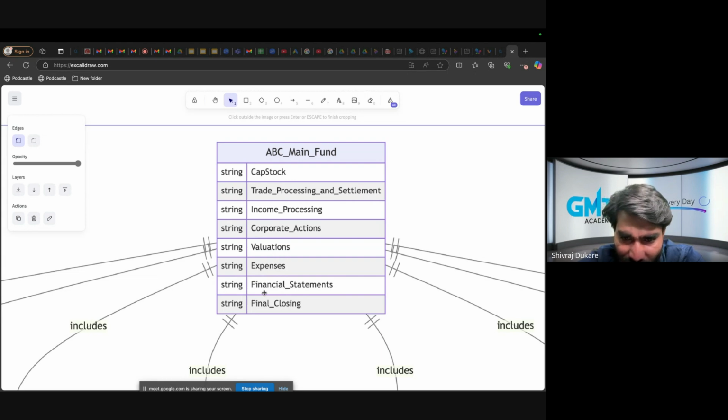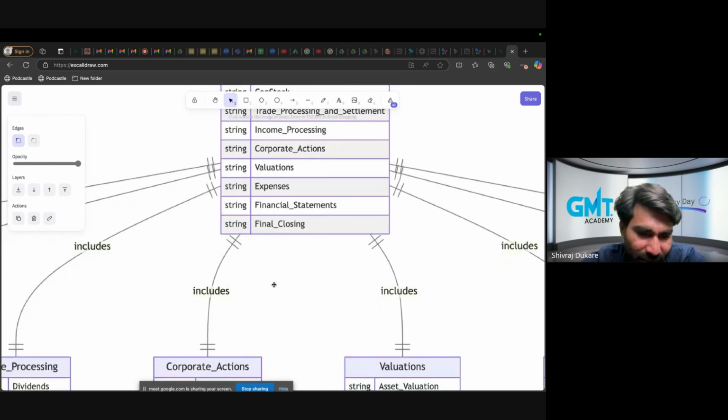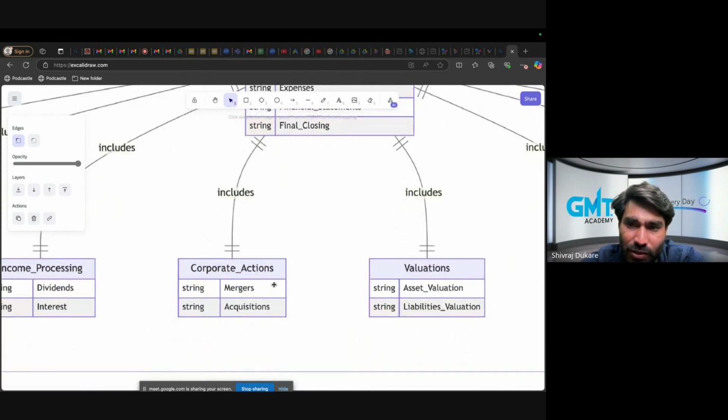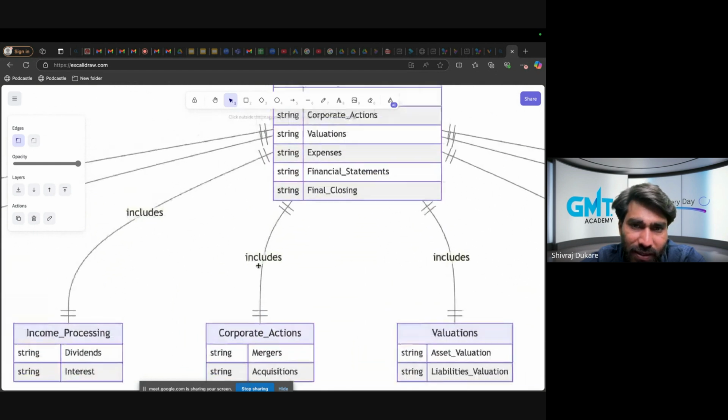And finally, your financial statements, which include lots of transactions, that also we call a NAV package, which includes all the different statements. And then your final closing of a fund, which includes your transfers and lots of other activities which come into the picture.